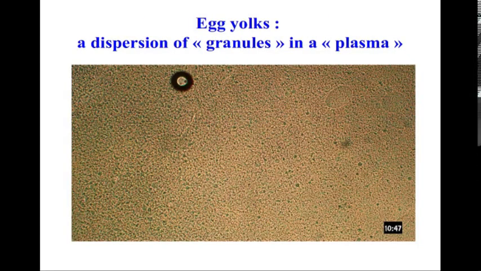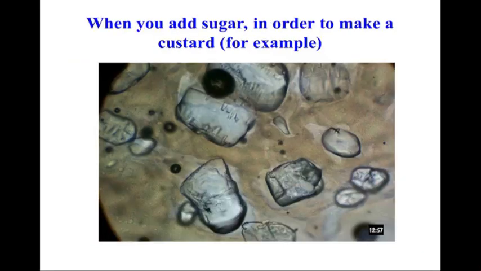When you look using the microscope at egg yolks, you see granules dispersed in a plasma. A plasma is, let's say, a concentrated solution of proteins, but it's a solution anyway, a liquid. And you have granules, and these granules are considered as solid because they don't flow. One granule does not flow. It behaves like a solid, a soft solid, of course, but it's a solid.